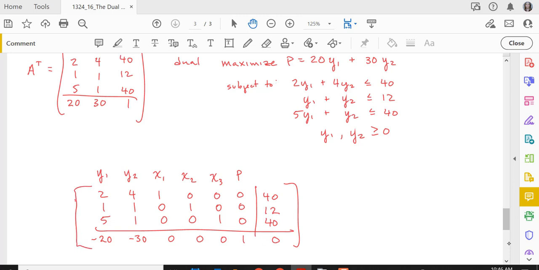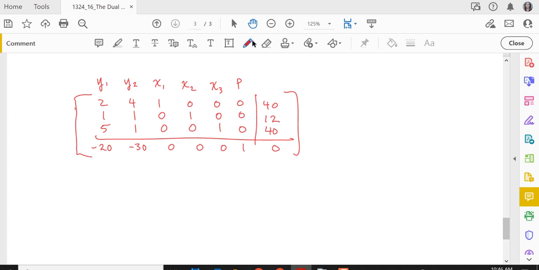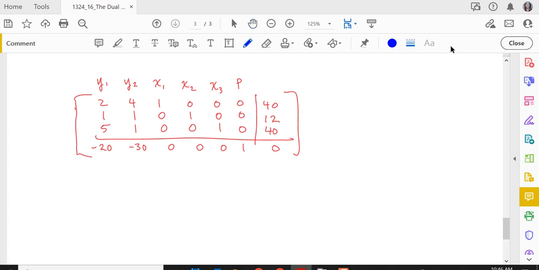Are we good setting up the initial simplex table? Okay, other questions that I will ask. Where is the pivot column? Underneath Y2, the second column, because this is the most negative number down here. So my pivot column is there.